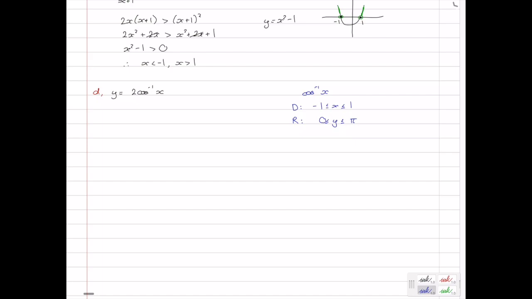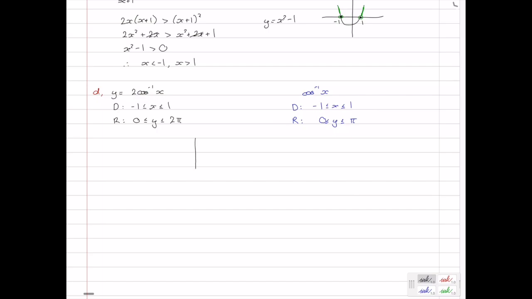So what's the effect of multiplying this whole function by 2? Well, it's not affecting anything to do with the x values, it's only affecting the y values. So for us, we still have this domain between -1 and 1, but now our range has changed. The possible values of y are all being multiplied by 2. So the lowest value will be 0 times 2, which is still 0, but the highest value is going to be pi times 2, so 2 pi.